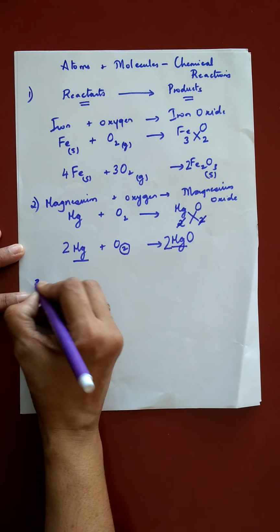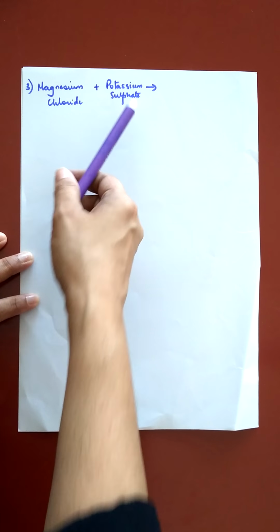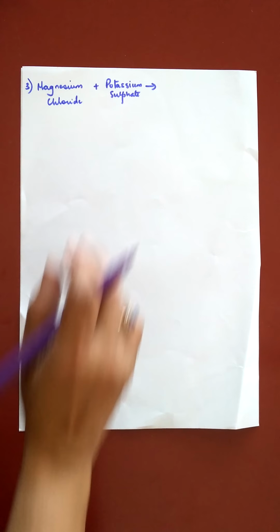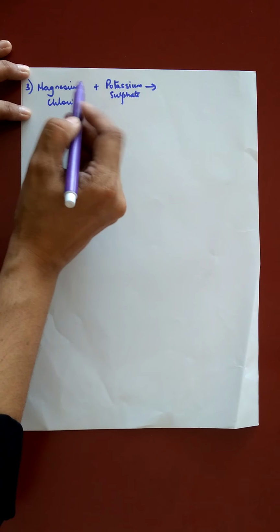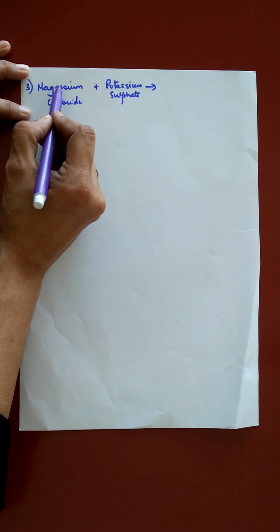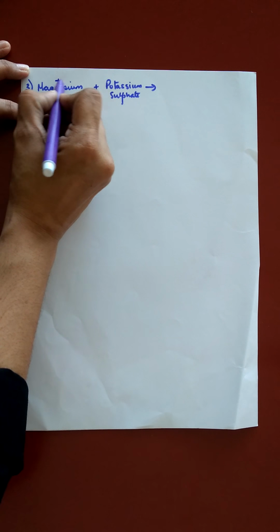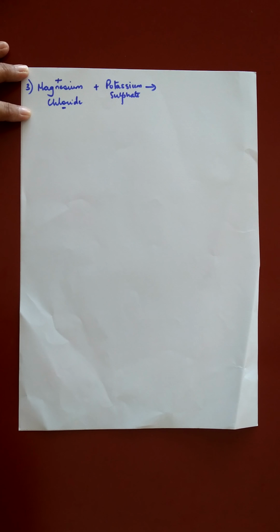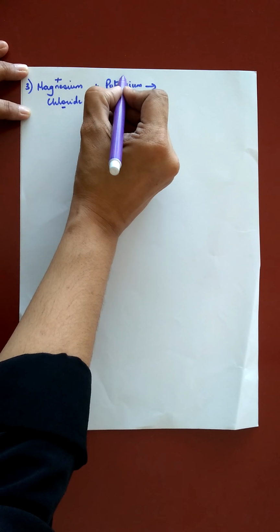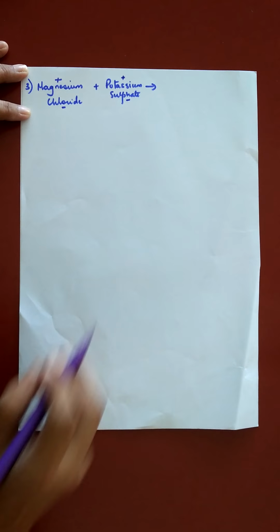Now we come to the third example. Magnesium chloride plus potassium sulfate. We have to write the products and then write the equation for it. When you're given a compound like this, the first part is the metallic part, magnesium, which is positive, and chloride, which is the negative part, the negative ion. In the same way, potassium is the positive ion, sulfate is the negative.